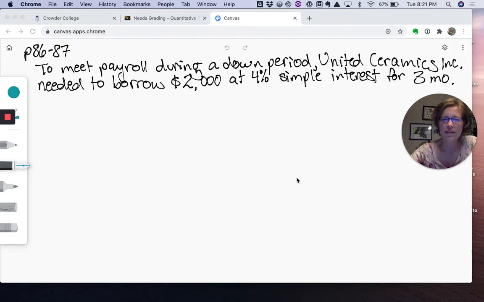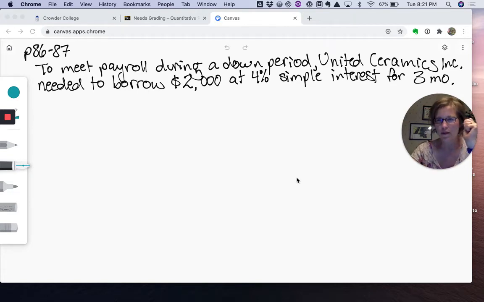We're going to do a simple interest example that begins on page 86. It's actually embedded in question number 5. It says, to meet payroll during a down period, United Ceramics Incorporated needed to borrow $2,000 at 4% simple interest for 3 months. Let's pause for a sec and make sure that we understand what's going on. Pause the video if you have to.